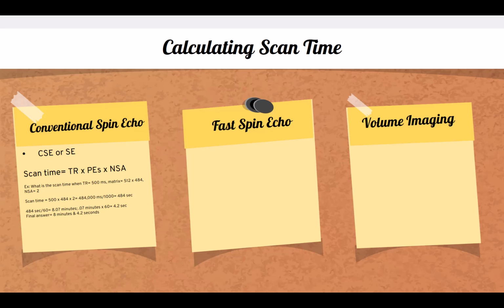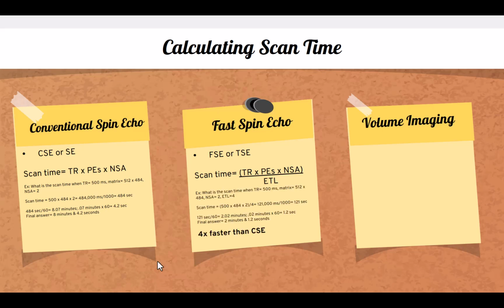Now let's calculate one for fast spin echo, which is abbreviated as FSE, or TSE for turbo spin echo. The scan time equation here is the same as before, but then you're just going to divide it by the echo train length, which is the number of repeated 180 degree refocusing pulses. So in this example, the only thing that has changed is you have an echo train length of 4. So the scan time equation is equal to 500 milliseconds, which is the TR, times the phase encoding steps of 484 times 2, divided by 4.